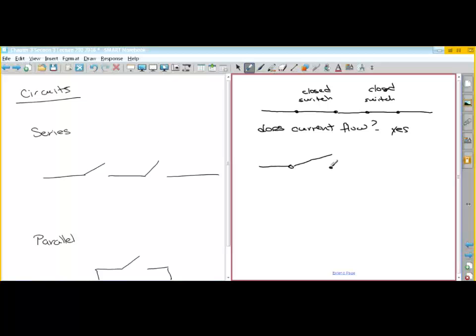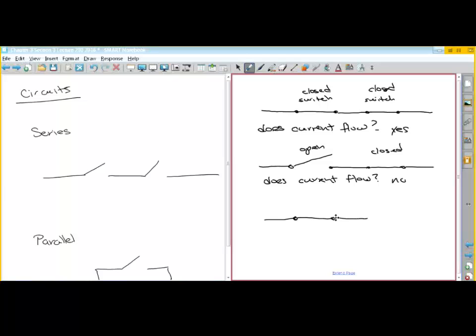So let's say the first switch is open, second switch is closed. So this one's open. I'm not going to write switch, I'm just going to write open, closed. Ask the question, does current flow? The answer is no, because it gets to here and it doesn't have anywhere to go.